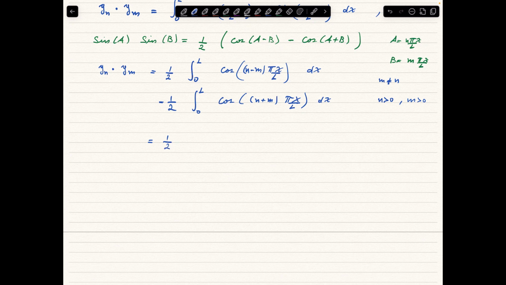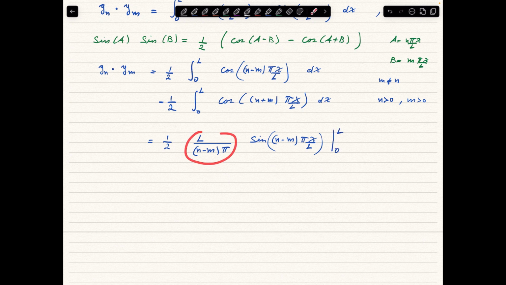What is the integral of the cosine? Well, it is the sine function. So we need to integrate this cosine function. The integral gives me a sine, and then we need L over n minus m pi. So we flip the coefficient in front in the argument of the cosine, then it is a sine with the same argument, n minus m pi x over L, and that has to be evaluated at 0 and L.